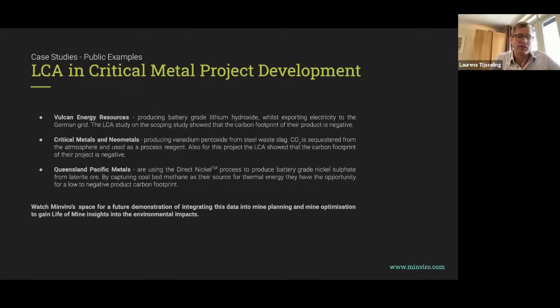Talking about a different critical metal, nickel, there's currently a project under development where they're using what they call a new innovative process called the direct nickel process, producing battery-grade nickel sulfide from laterite ores. They're trying to get the natural gas for their thermal energy by capturing it from methane that would normally be directly emitted, what they call vented into the atmosphere. And they receive a credit for that, which gives them the opportunity to have a very low or negative product carbon footprint.